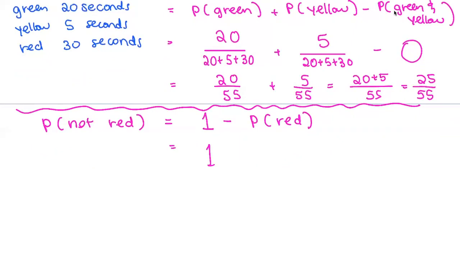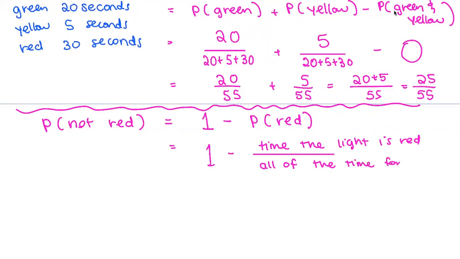We'll do 1 minus, well, let's just write this out in words again. The numerator for probability of red is the time the light is red, and the denominator is all of the time for one sequence of the light. And when I say light, I mean the traffic signal. So we have 1 minus the time the light is red.